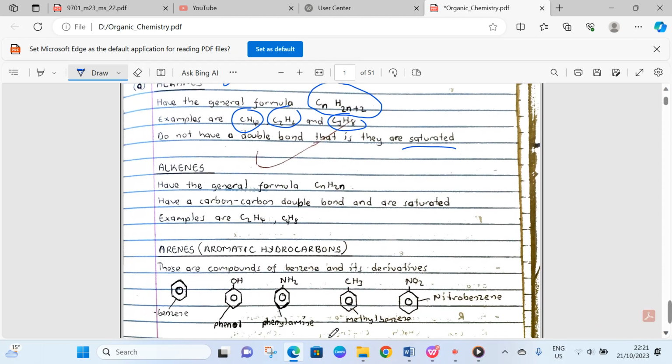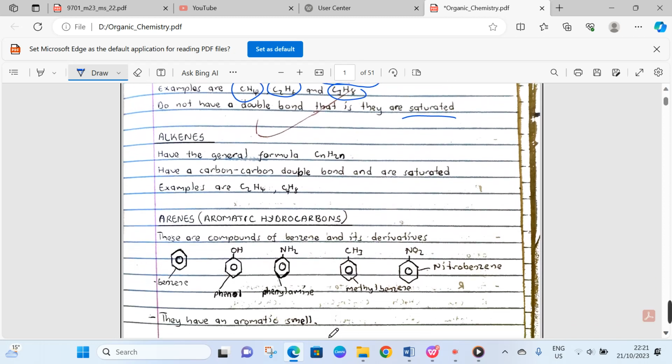Now let's move on to alkenes. Alkenes have a general formula CnH2n, right? They have a carbon to carbon double bond. And because of this double bond, the bond is said to be unsaturated. Only alkanes are saturated, meaning to say you can't add more bonds to it. But alkenes are what? Unsaturated, right? Meaning to say you can add more bonds to this carbon-carbon double bond. Okay, so yeah, those are alkenes.